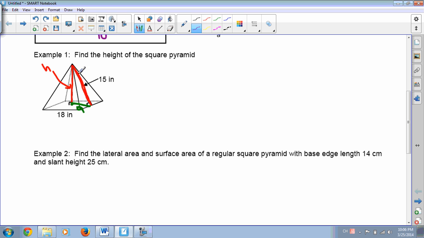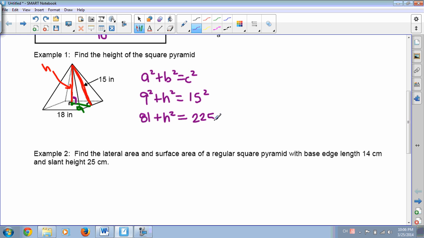If our radius is 9 and our slant height is 15, we can find the height by Pythagorean theorem because this is a right triangle on the inside. a squared plus b squared equals c squared. Let's say a is our 9. b would have to be our height. We don't know what it is. And c is our hypotenuse, which is 15. So 9 squared is 81, plus h squared equals 15 squared, which is 225. Subtract 81 from both sides.